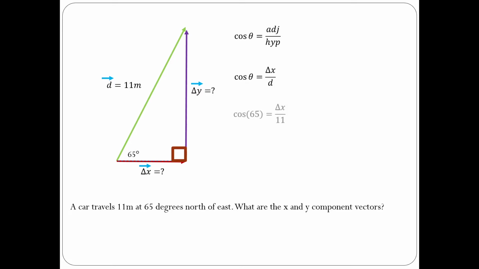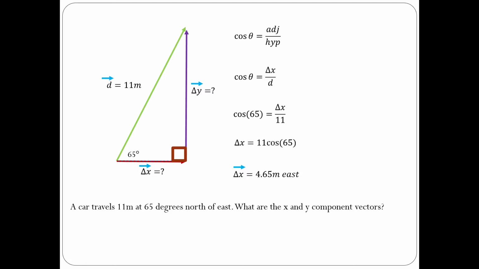Let's plug in the displacement and angle, and we can solve for delta x by multiplying 11 by cosine of 65 degrees. Delta x is going to be 4.65 meters east. Remember, the car traveled north of east, but since we're solving for delta x, which is the x component vector, we attached east as it is the x direction for this problem.